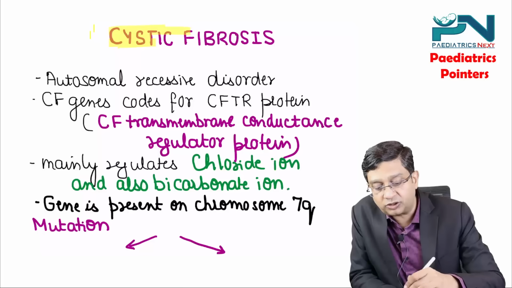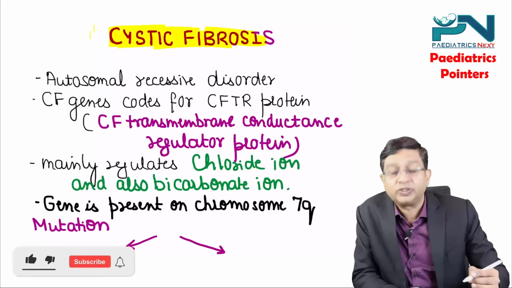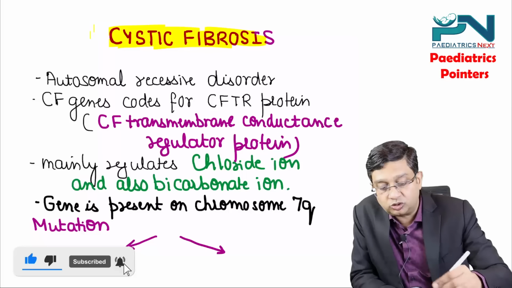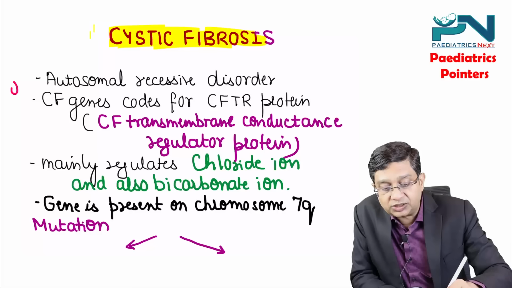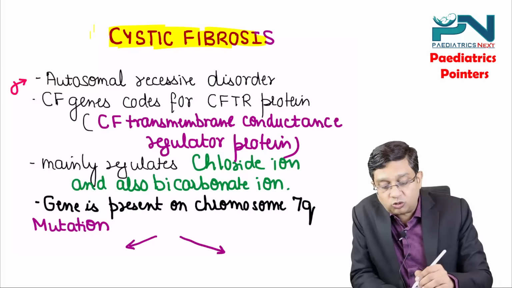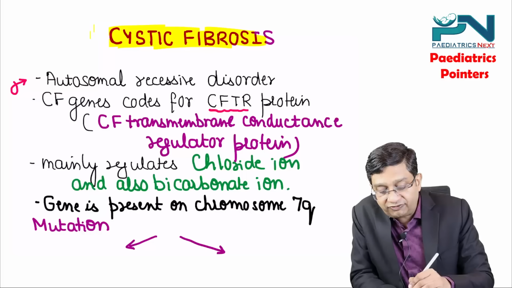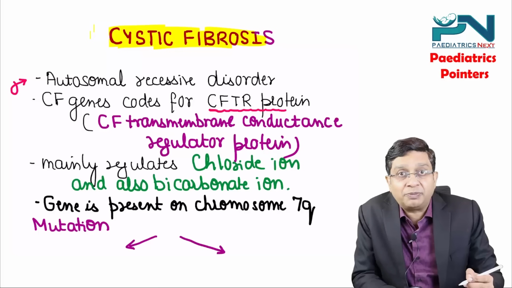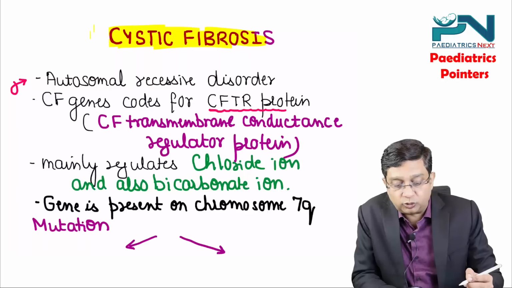Cystic fibrosis, what is expected to be remembered: it is an autosomal recessive disorder. There is a cystic fibrosis gene which codes for a protein, the CFTR protein, which is the cystic fibrosis transmembrane conductance regulator protein.